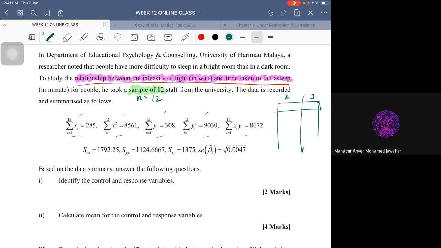So we have two variables. First is the intensity of light, and the second is the time taken to fall asleep. Among these two, which is going to be our x independent variable? I'm going to assume that x is the time taken to fall asleep. Y is the intensity of light.